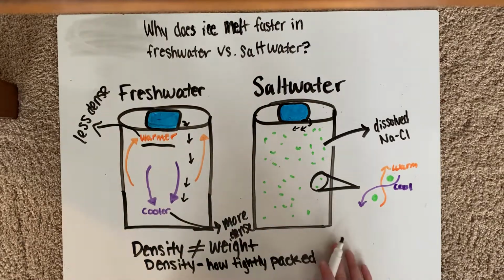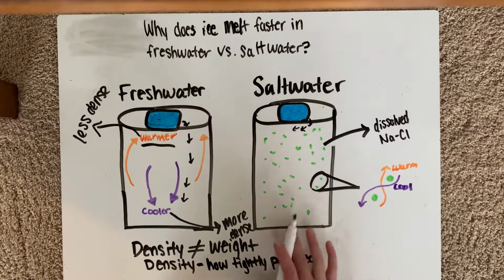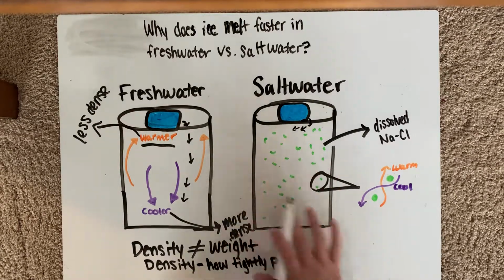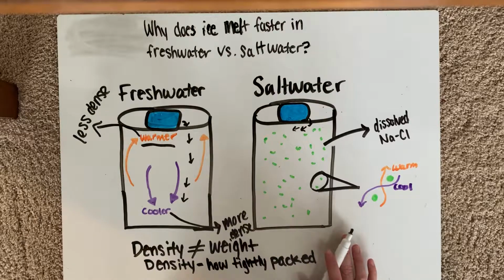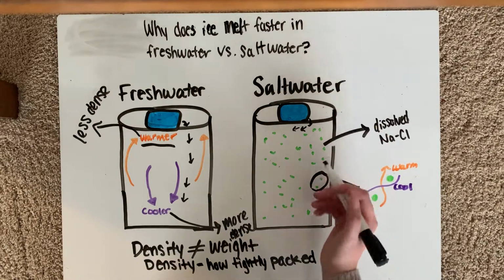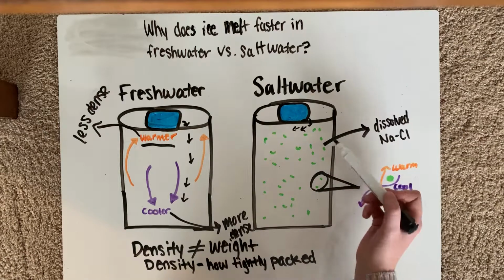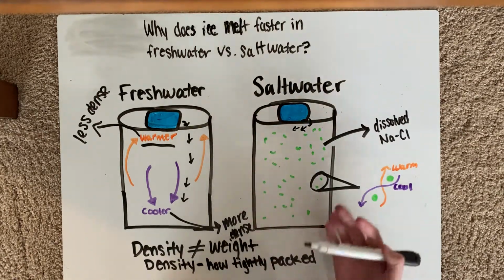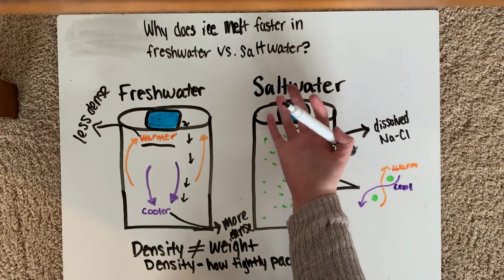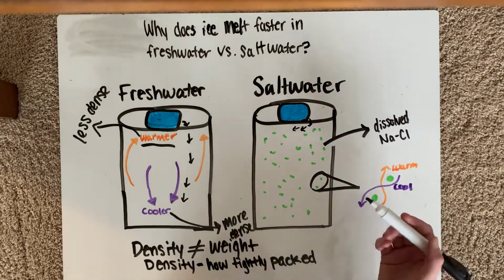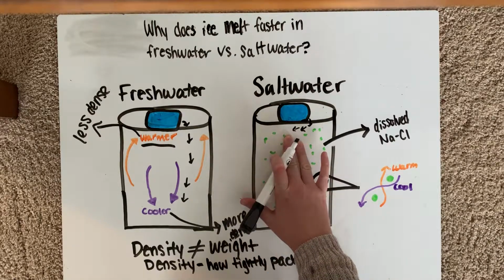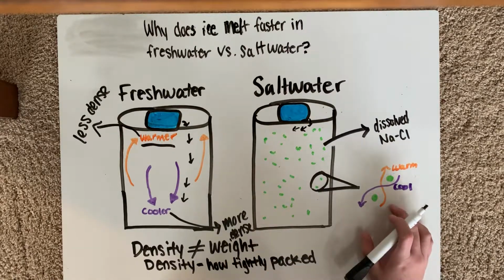Now let's look at salt water. So we have these dissolved ions in the water now. They're fully dissolved, equally dispersed. And when that ice cube tries to melt, we see that there's not a good convection going on. The warm and cold is not being equally distributed. We see that there's this ice cube at the top, and this warm water can't go where it wants to go.